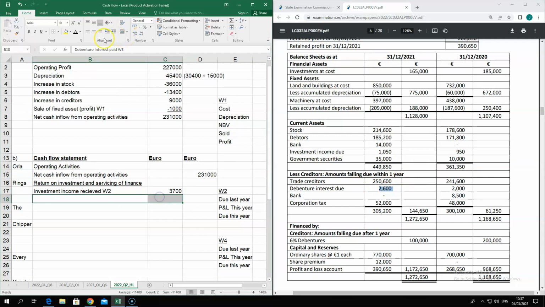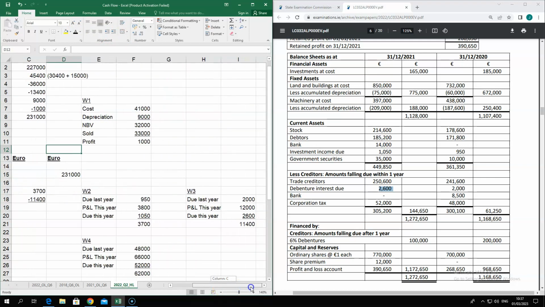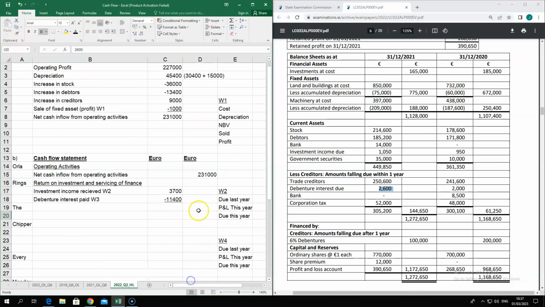So interest paid 11,400, and that's a minus figure. And again, I have a working done there for that. So your 2,000 at the start of the year plus the 12 for the year minus the 2,600 that was due at the end of the year. Okay, we add those together.